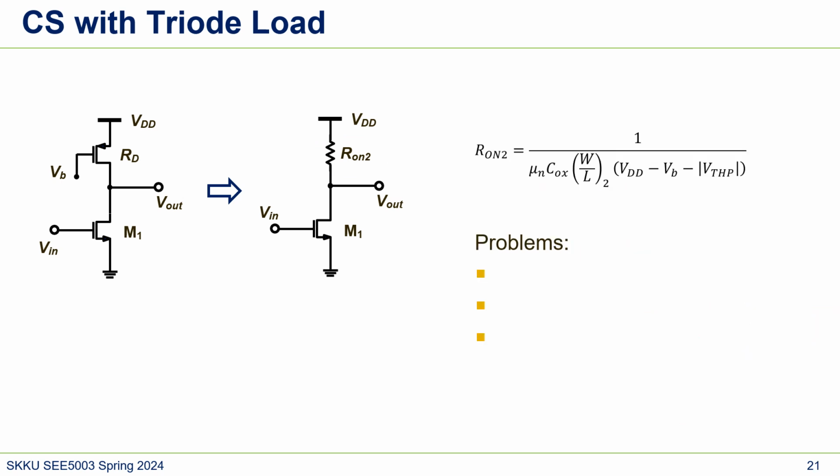Is this circuit good? No. This circuit is not good, and the first reason is VB. How do we set the VB? Setting VB is very difficult in practice.